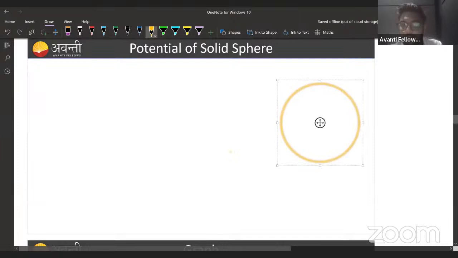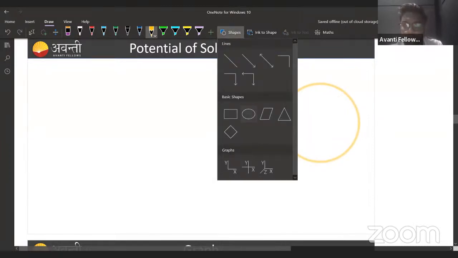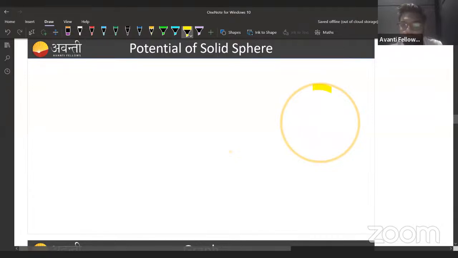For example, let's imagine a solid sphere. Okay. Let me color it then. This is a solid sphere, let's say. Just a sec. This is a solid sphere. Okay, it is filled within, by the way, if you can't tell by my coloring. Okay, it is filled within like this.